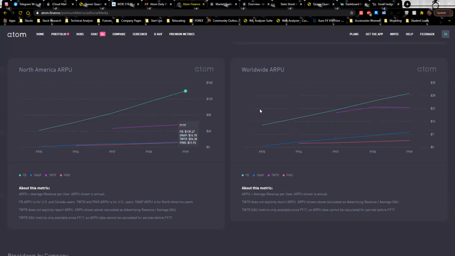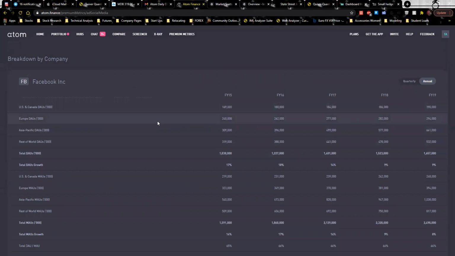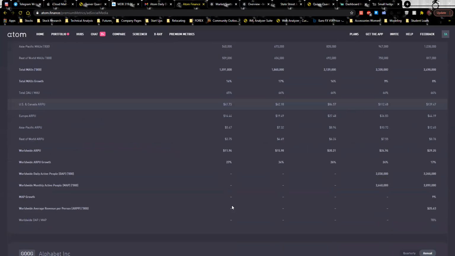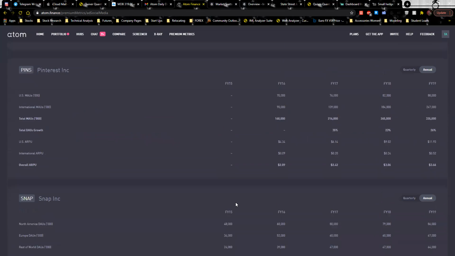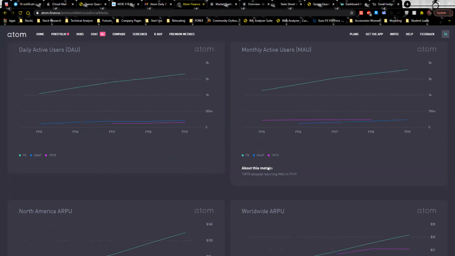Worldwide, so this is North America. So worldwide, it's showing that Facebook is 29, Twitter is 21, Snap is at 8, and Pinterest is at 3. They'll break it down by company, show you a lot of the daily active users, and show you the total number of users at the bottom. It's just dope information to have in your arsenal for a nice site that clearly displays the information for you in a really nice way.